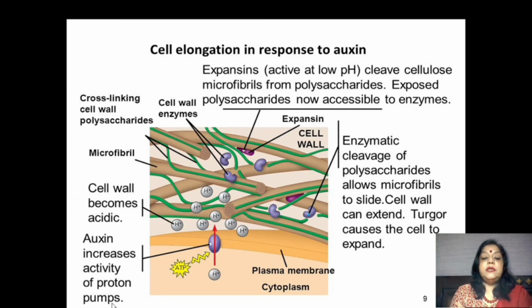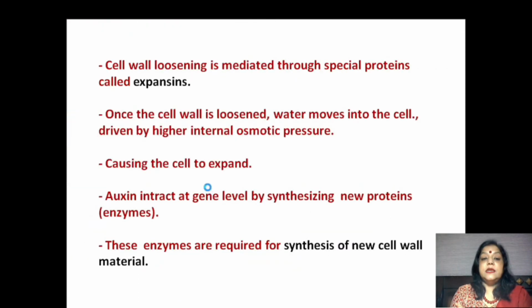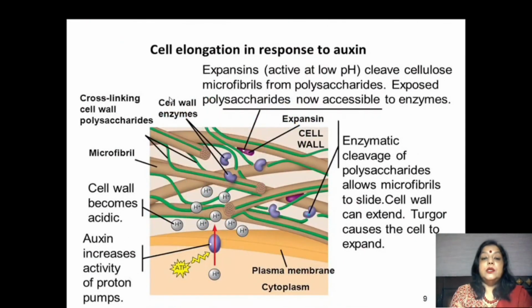Auxin increases the activity of the proton pump, and due to the increasing concentration of protons in the cell wall, it becomes acidic, due to which a specific type of enzymes known as expansins become activated. Expansins are responsible for cleavage of cellulose microfibrils from polysaccharides, and the exposed polysaccharides are now accessible to enzymes.